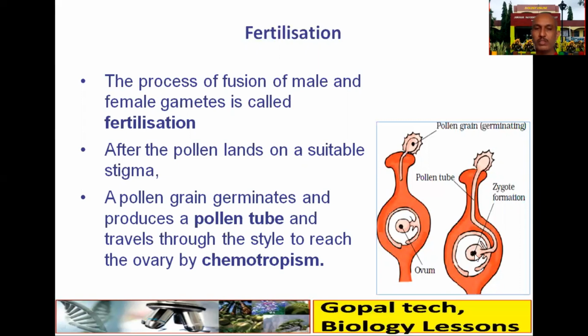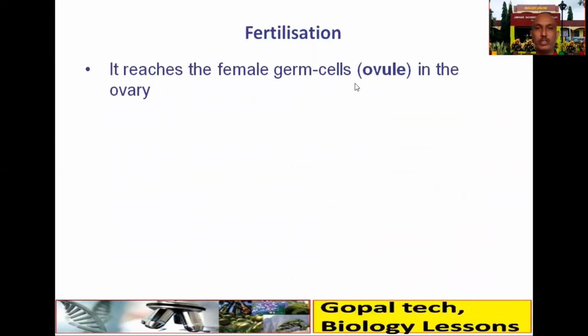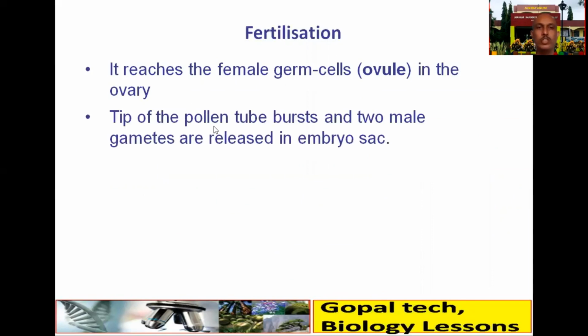where the ovules are present, and that process we call chemotropism, like in control and coordination: phototropism, thigmotropism, geotropism. Same way chemotropism, that is movement of plant part towards the chemical, and that chemicals are secreted here by the female germ cell. It reaches the female germ cell, which is present in the ovule, in the ovary. So the tip of the pollen tube, abhi wo burst hota hai, and two male gametes are released in the embryo sac, that is ovule.